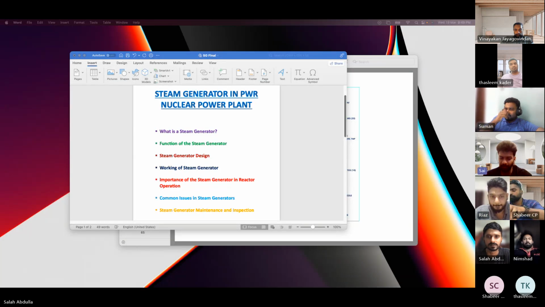Sorry, it's not a question, it's a doubt. See, in the primary circuit, there is a pressurizer. That's why the water is not turning to vapor, even though the temperature is as high as 300 degrees Celsius. But in the secondary, there is no pressurizer. Then how come the water is not turning to vapor? Yeah, Salah, sure.